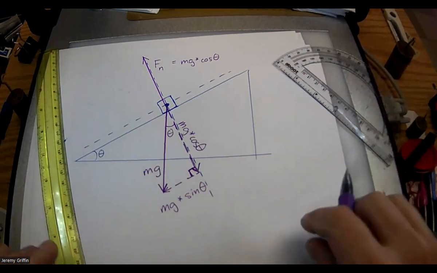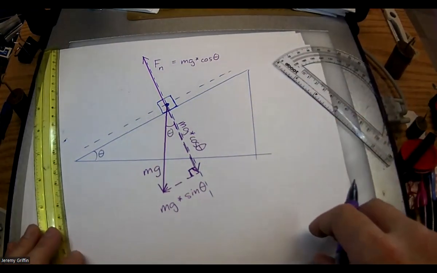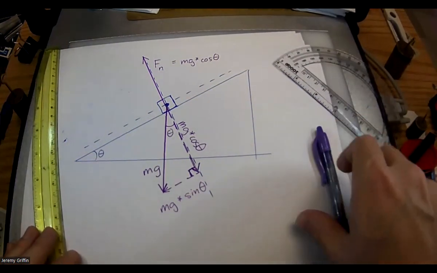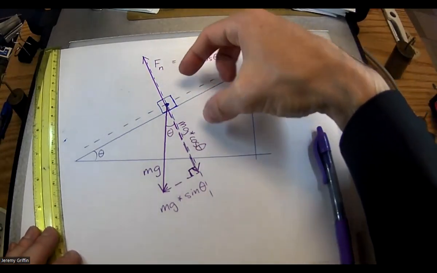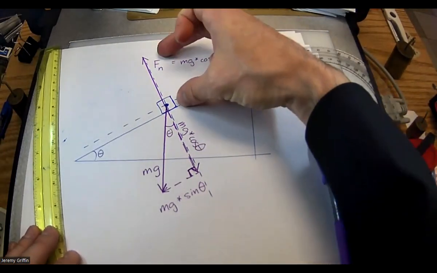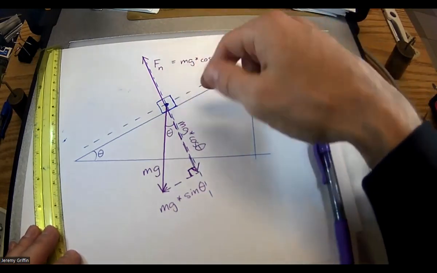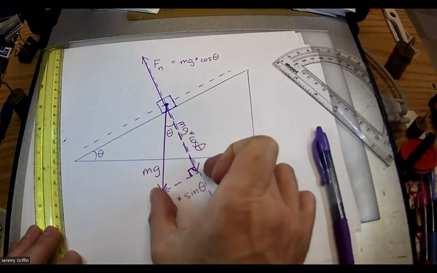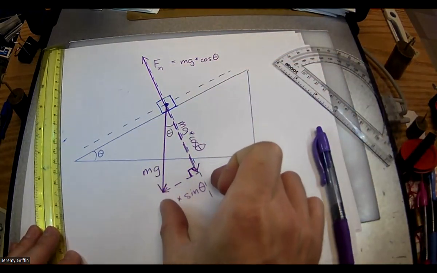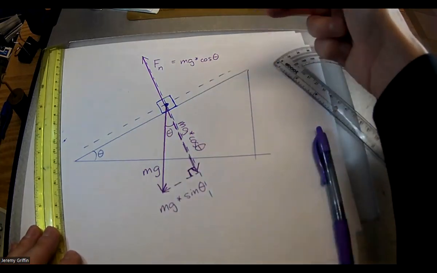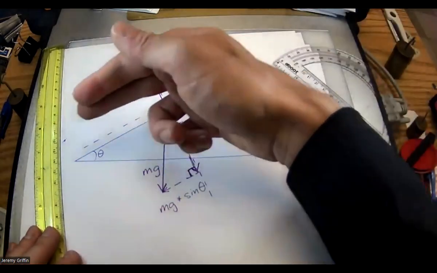Now, if I just stopped right there and walked away, this actually would be the free body diagram for your Hot Wheels cars. Because these two cancel each other out. This component of the weight and this normal force cancel each other out. The block doesn't move into or out of the incline. And what's left over would be the mg sine theta. That's the net force. That was what was pulling your cars down, mg sine theta.